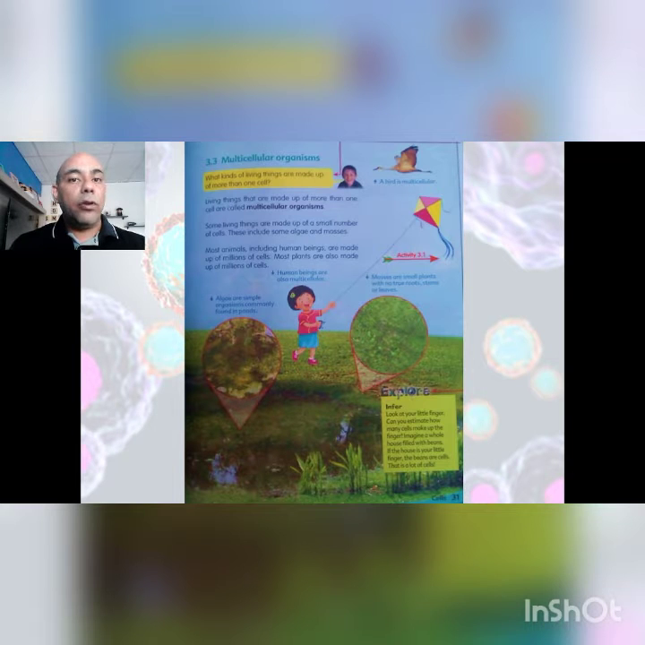Most animals, including human beings, are made up of millions of cells. Most plants are also made up of millions of cells. As you can see in the picture, you have the little girl, obviously a human being, that is composed of many cells.